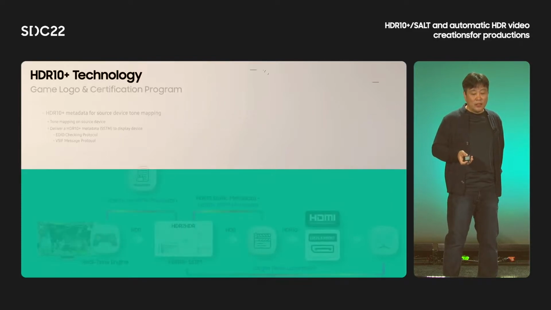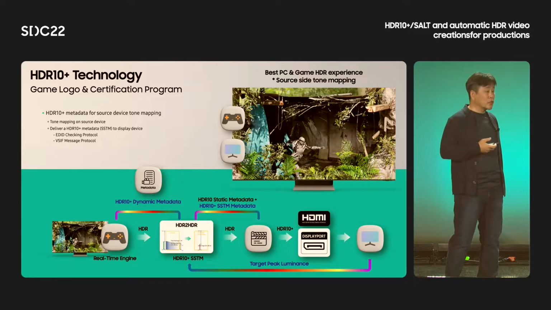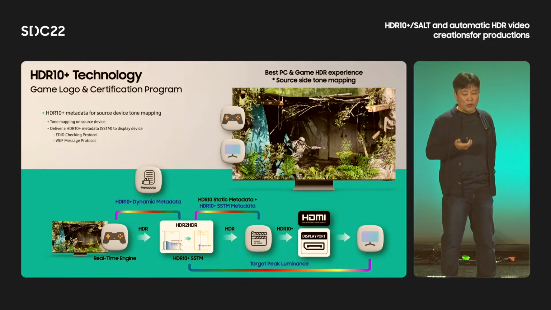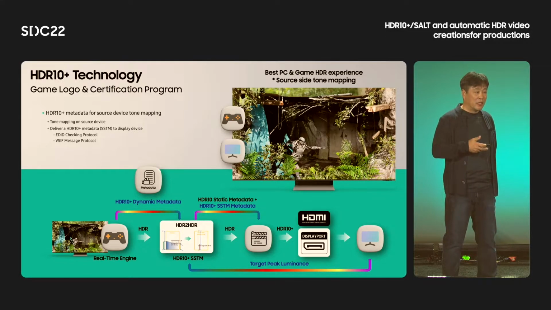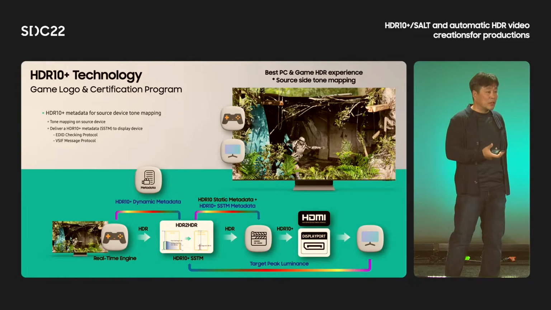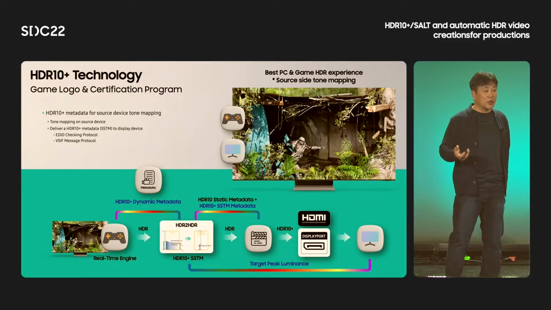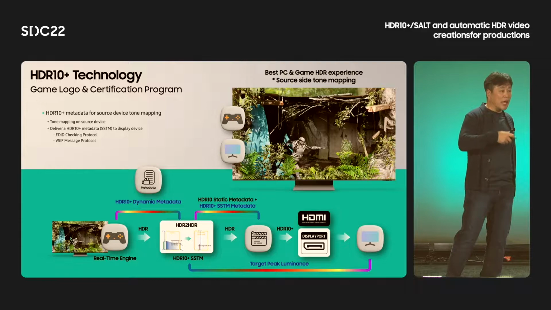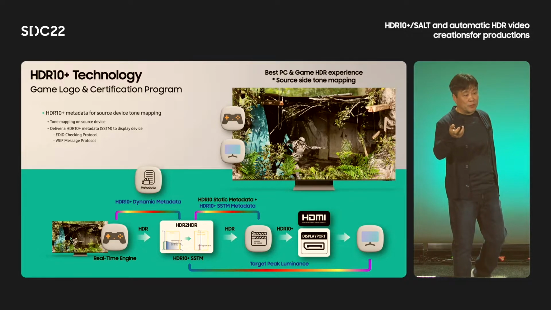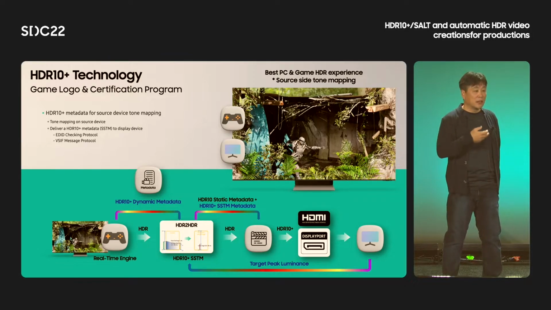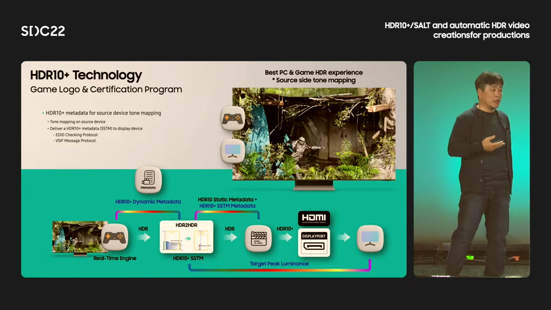So recently, HDR10 Plus introduced the source tone mapping technology, which means that when we deploy the HDR10 Plus technology, previously we were more focused on the display technology, but now the game industry and some other PC industry prefer processing that tone mapping on the source device after pulling the information from the display device. So it can save delay time, which means it's more applicable for game scenarios.